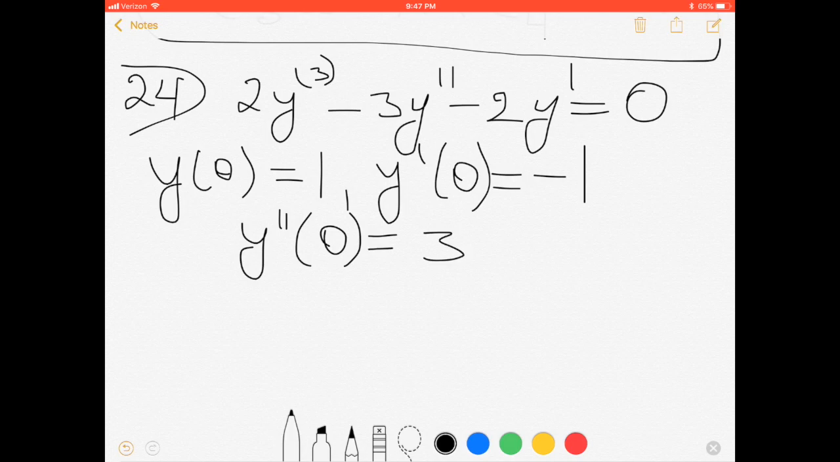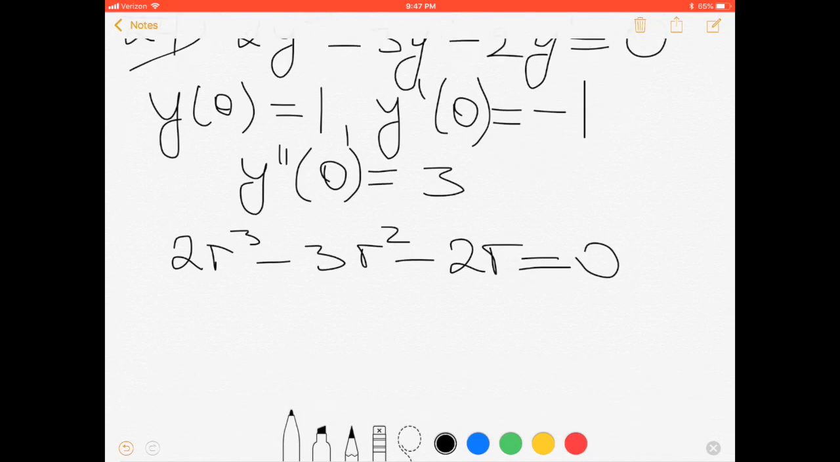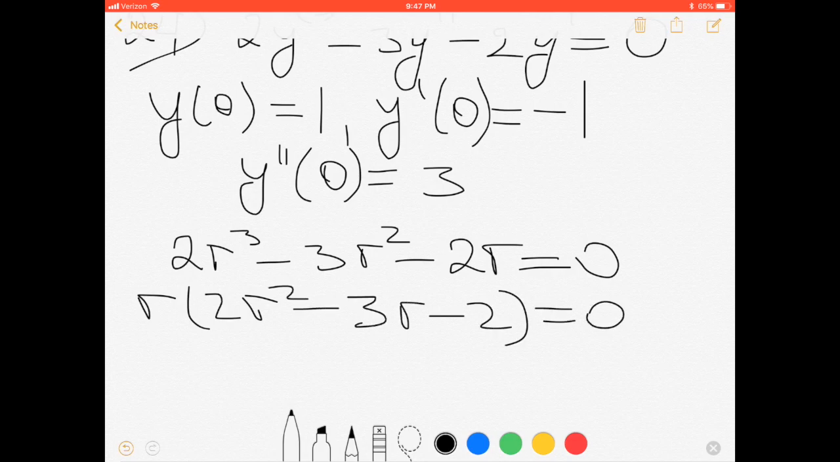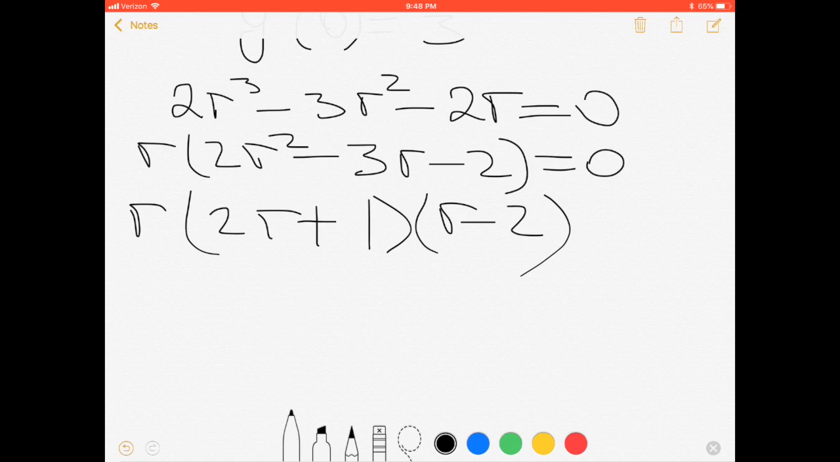First step, we write the characteristic equation. It will be 2r cubed minus 3r squared minus 2r equals 0. Okay, and then we take out r, so it will be 2r squared minus 3r minus 2. Consider factoring. I think it's 2r here and r there, then we have minus 2. This means negative 2 multiplied by 1.